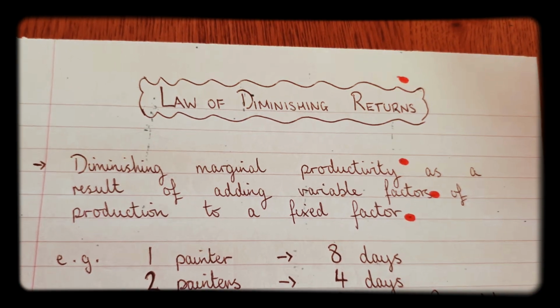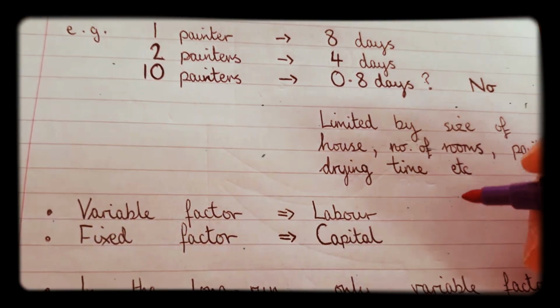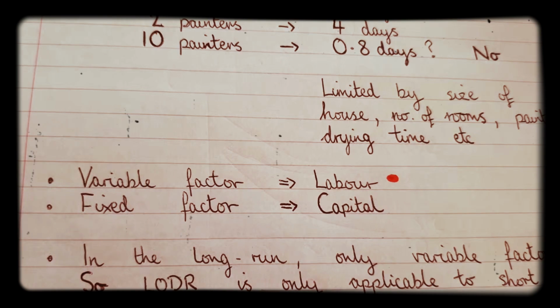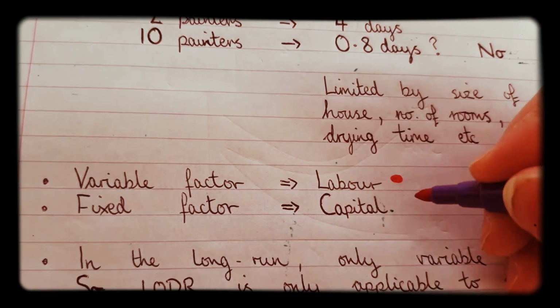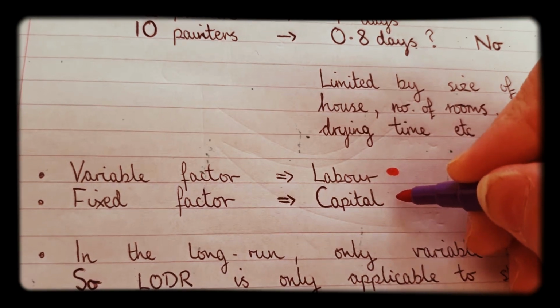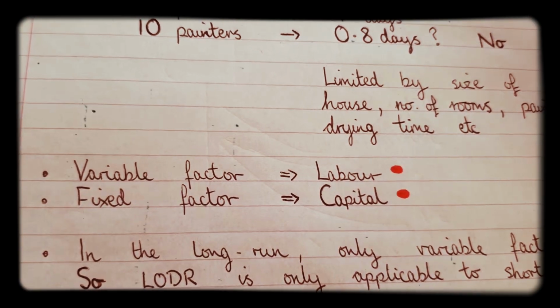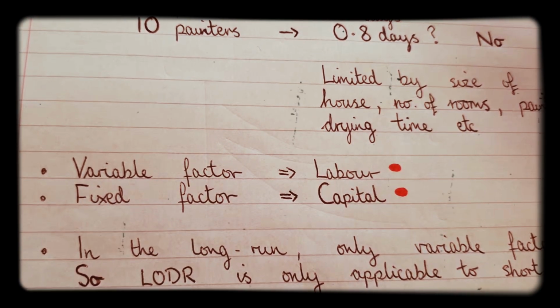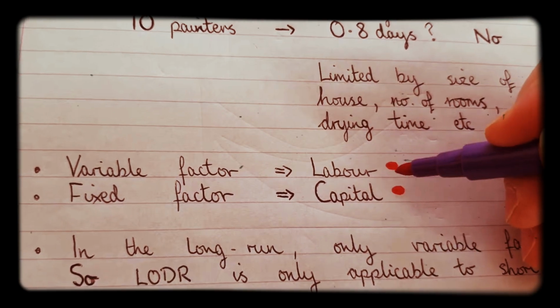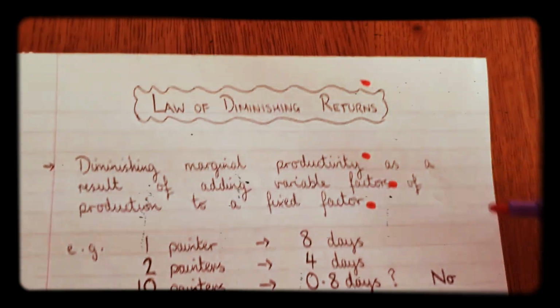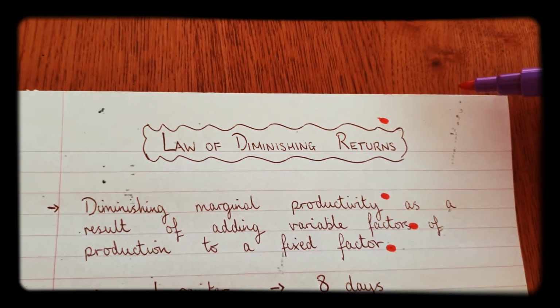Basically, our variable factors of production would be like labor, because we can increase labor as much as we want. But our fixed factor of production in the short run is our capital, so our machines or our buildings, which cannot be changed very easily. So if we keep hiring more labor units and we keep the level of capital fixed, we're going to experience the law of diminishing returns.